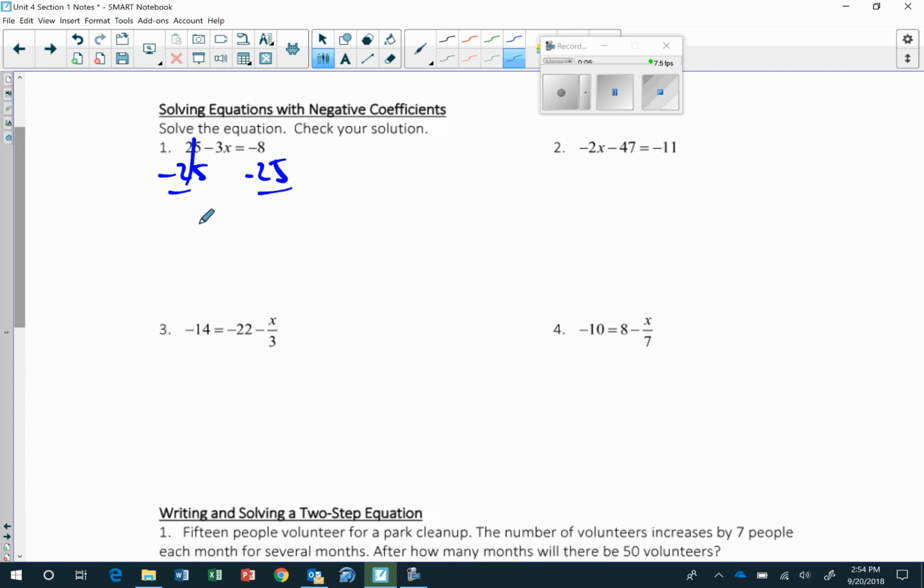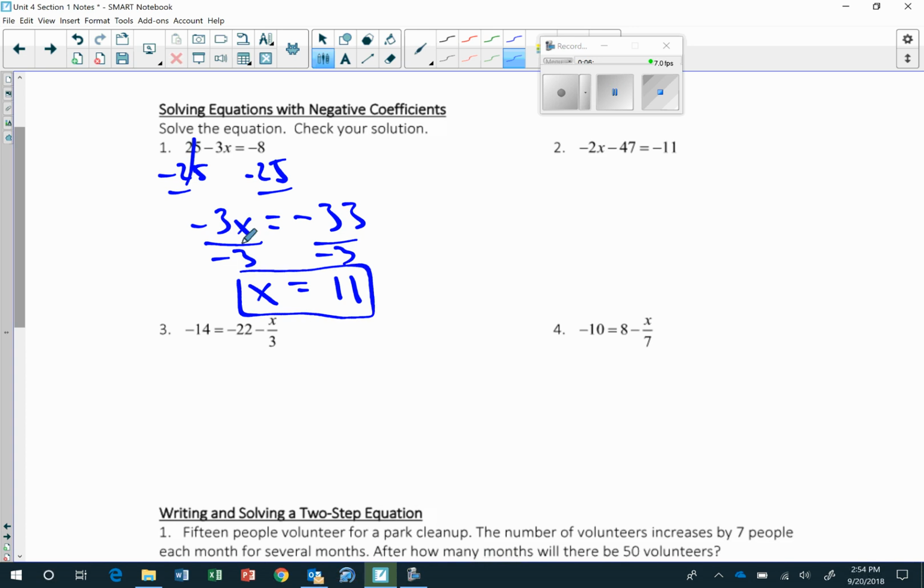So I'll wind up with negative 3x. Make sure that negative sign comes down with it from the subtraction, equals negative 33. I have negative 3 times x on the left side. So to undo that multiplication, I'm going to divide both sides by negative 3. And I'll get x equals positive 11. Negative divided by negative is a positive.